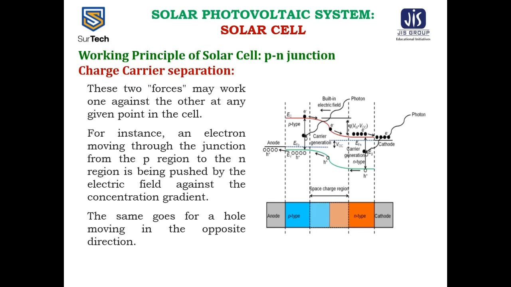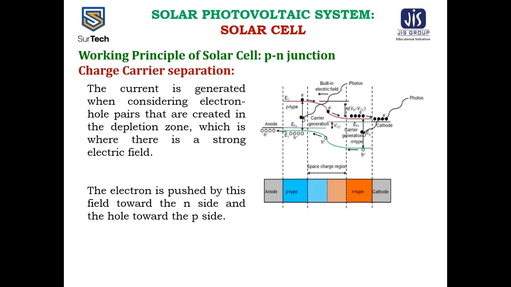The current is generated when considering electron-hole pairs that are created in the depletion zone. This is the depletion zone, which is where there is a strong electric field. The electron is pushed by this field towards the n side and the holes towards the p side. These are the holes towards the p side, and these are the electrons towards the n side.